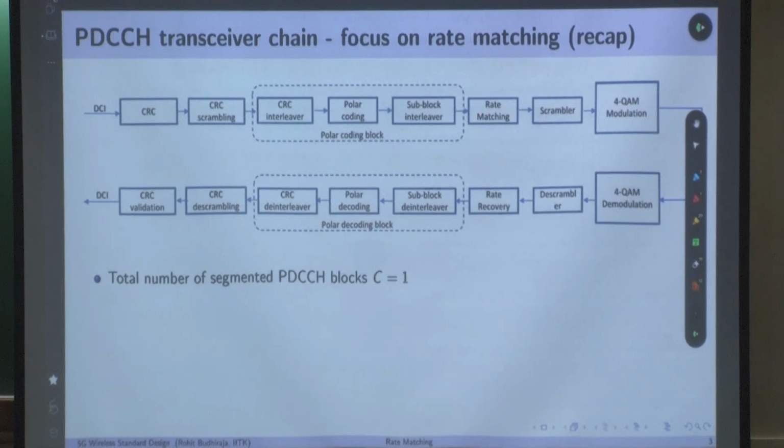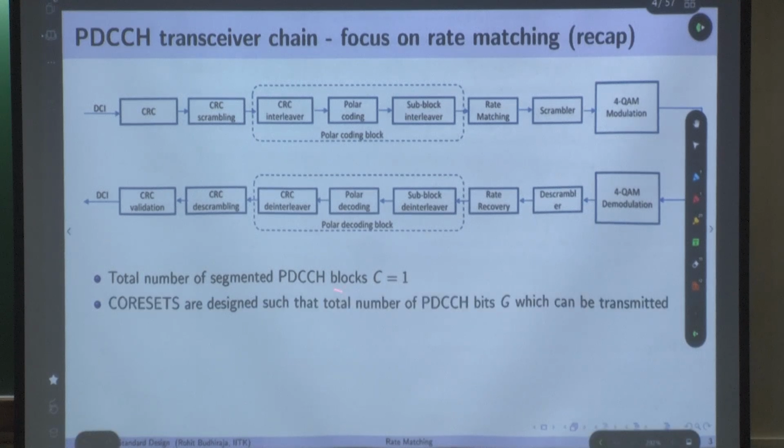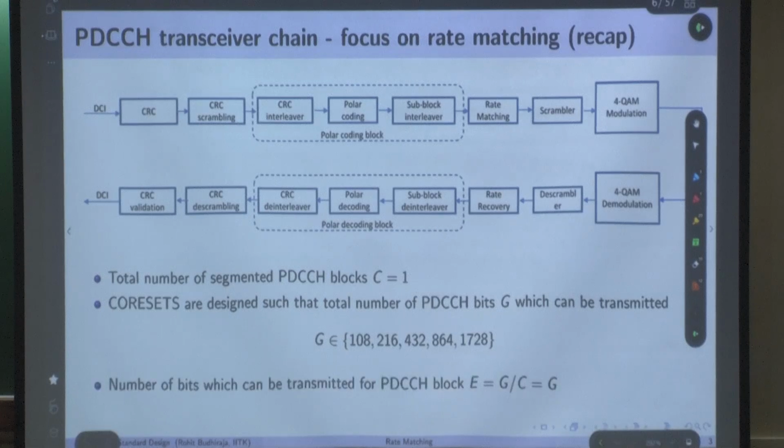Again, the total number of segmented PDCCH blocks is 1. Codes are designed such that the number of PDCCH bits G which can be transmitted is one of these. The number of bits which can be transmitted for each PDCCH block is given by G by C, which is denoted as E, and since C is 1, E is the same as G.